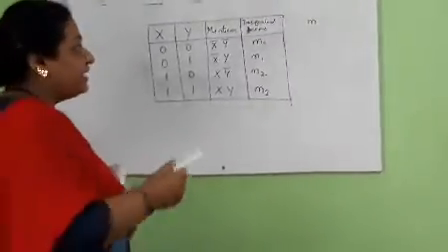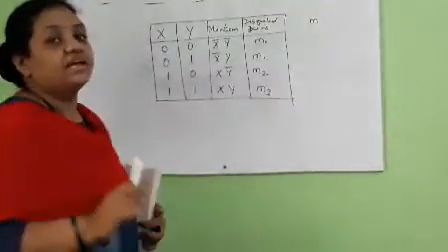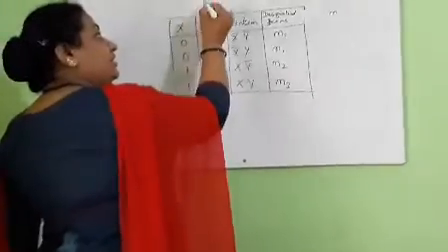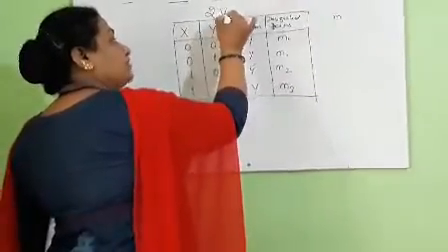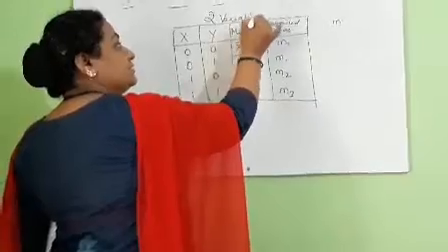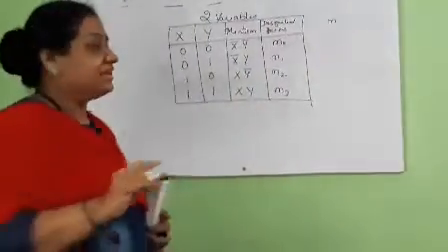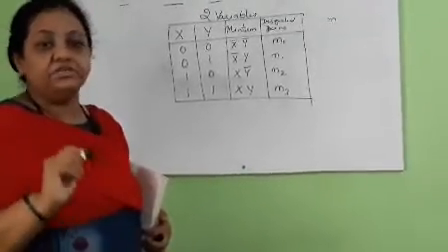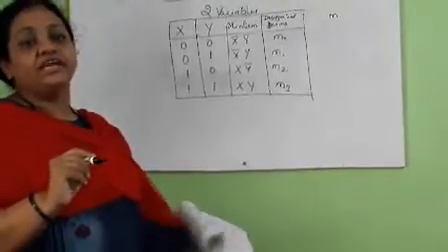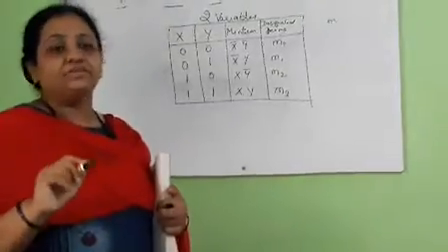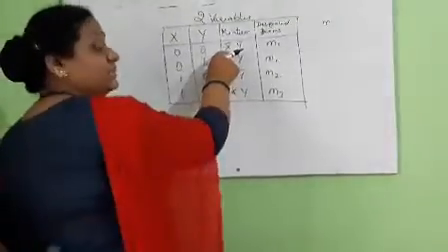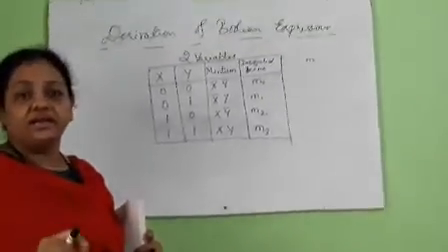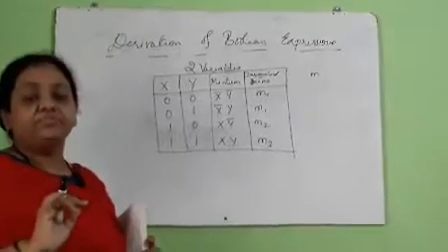Here we are writing a truth table to represent a minterm expression for two variables. The two variables we have taken are x and y. How to write a minterm? As I told you, in a minterm, if a variable represents 0, write it with its complement. If a variable represents 1, represent it with the same variable.